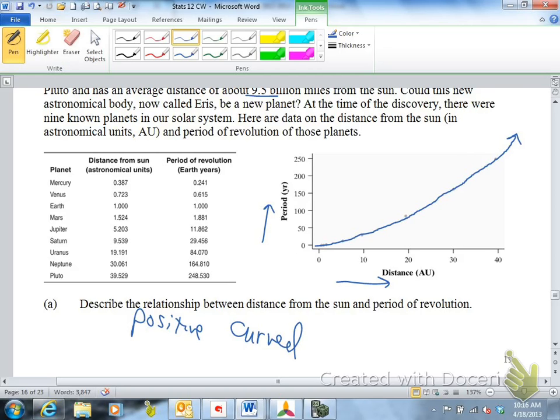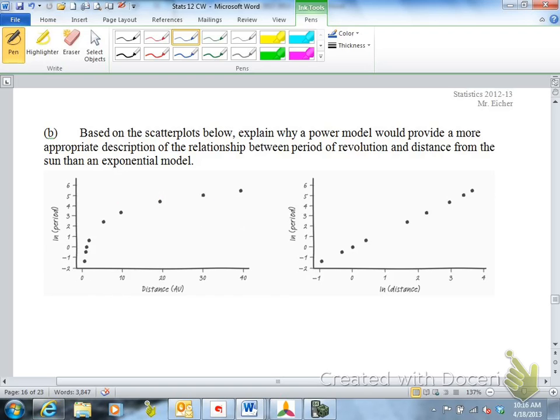On the next one, you're given a scatter plot. Based on the scatter plots below, explain why a power model would provide a more appropriate description than an exponential model.